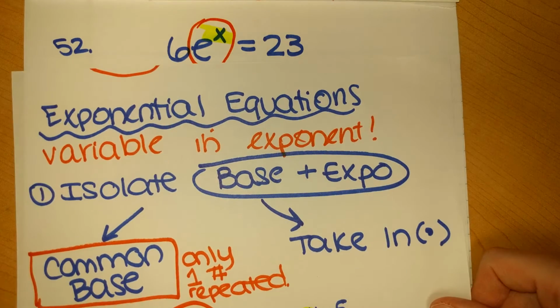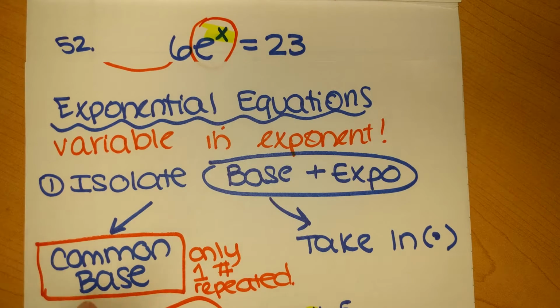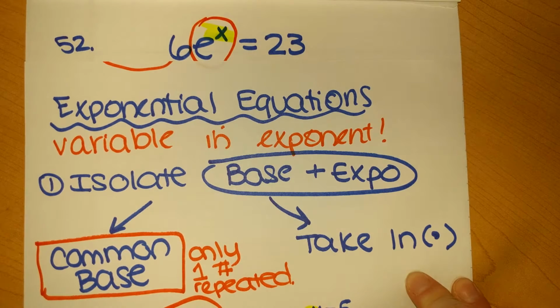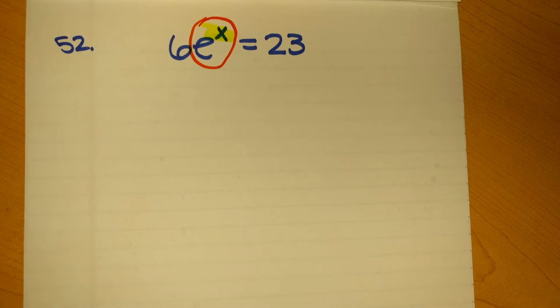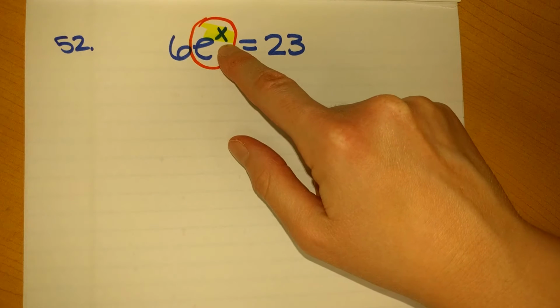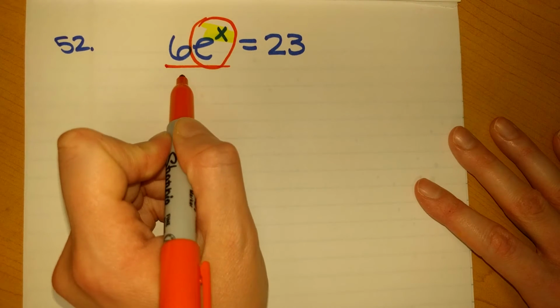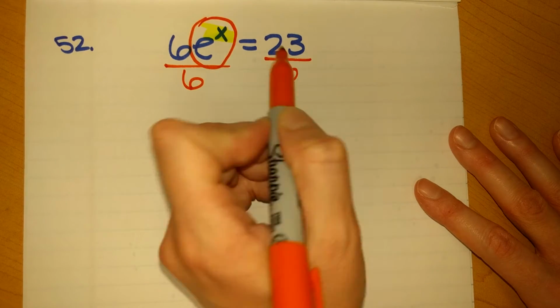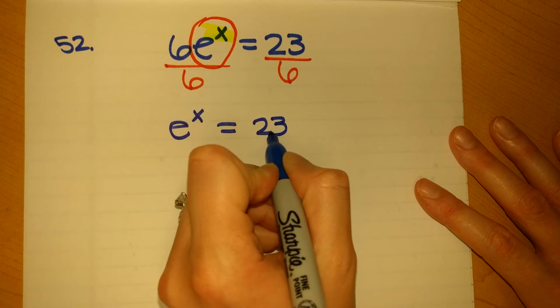So again, remember exponential equations: isolate the base plus the exponent, then you can figure out if you can get a common base or if you should be taking the natural log of both sides. So when you look at this question, the base and the exponent is e to the x, and it's not by itself because we have a 6 there. So we need to divide by 6 to get the base plus the exponent by itself.